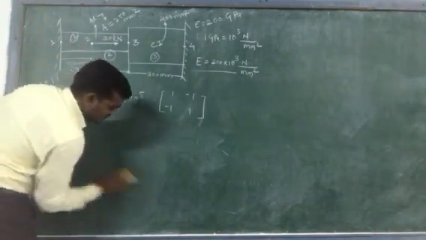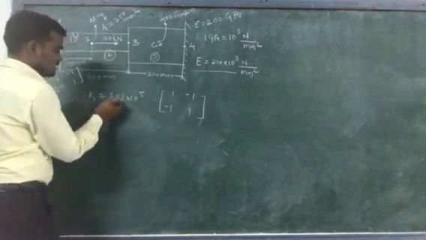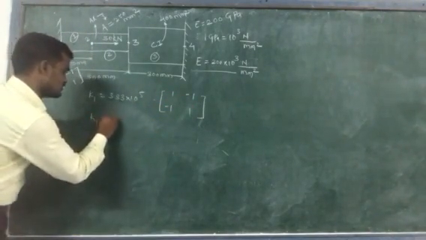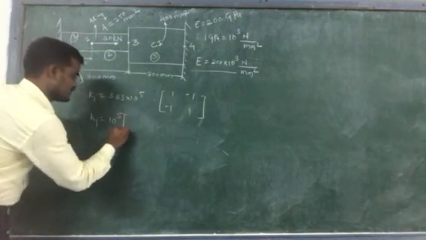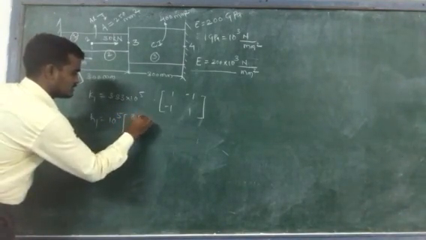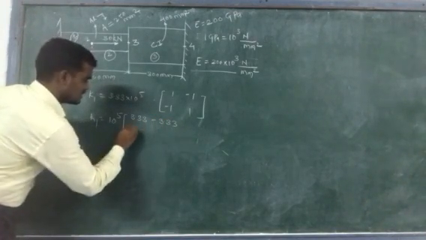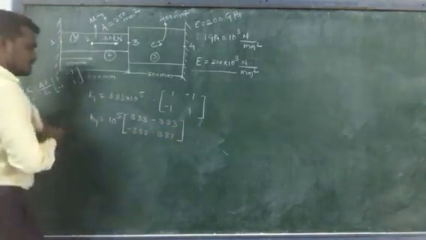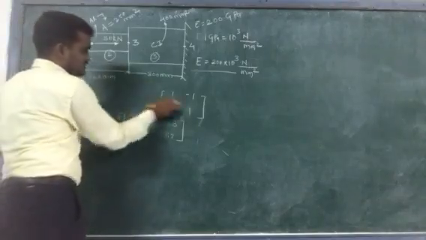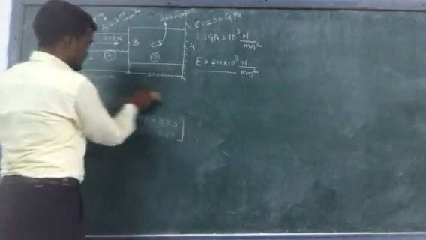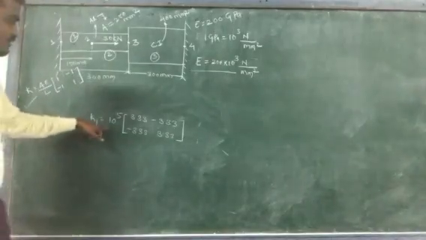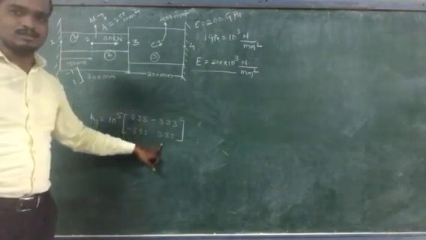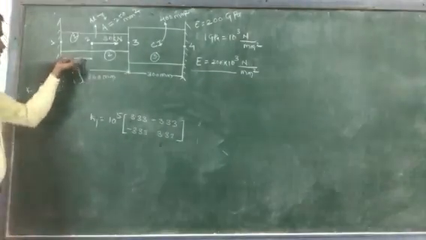So we will multiply 3.33 into this matrix. So finally you will get K1 equal to 10 raised to power 5 in bracket 3.33 minus 3.33, minus 3.33 3.33. In this way you will get the first elemental stiffness matrix K1 as 10 raised to power 5 times 3.33 minus 3.33, minus 3.33 3.33. This is for the first element.